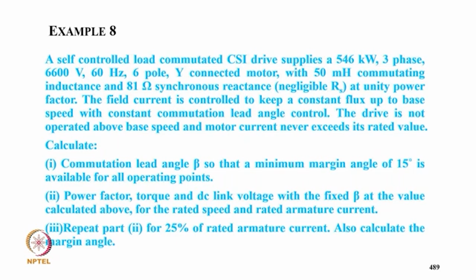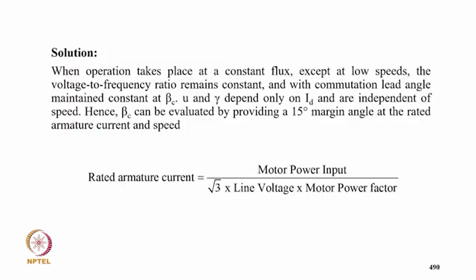Calculate the commutation lead angle beta so that a minimum margin angle of 15 degrees is available for all operating points. Then calculate the power factor, torque, and DC link voltage with a fixed beta at the value calculated above for the rated speed and rated armature current. Repeat the second part for 25% of rated armature current. Also calculate the margin.